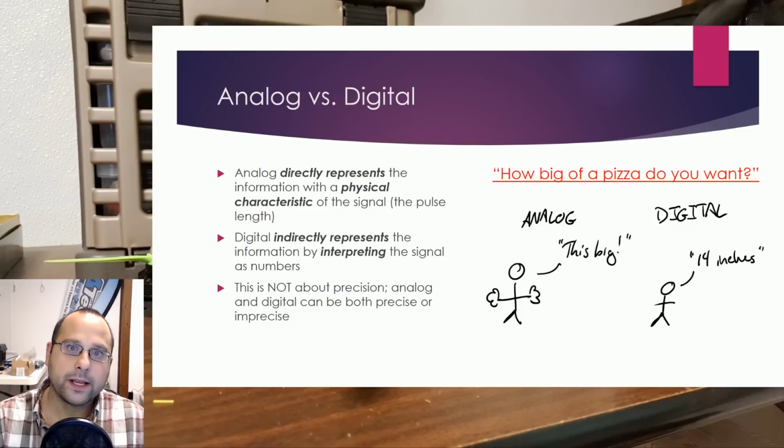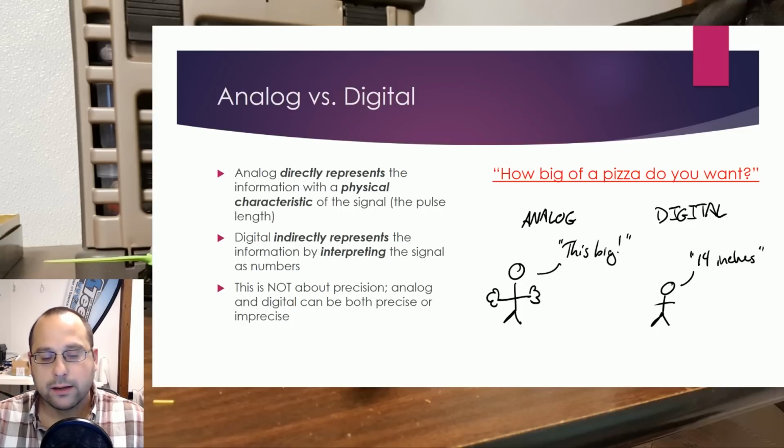We'll start by defining what is an analog versus a digital protocol. And there's a lot of different ways we could give that definition. We're not going to go into all of that. That's Computer Science 101. For the sake of this discussion, let's say that analog directly represents the information with a physical characteristic of the signal, in this case, the pulse length.